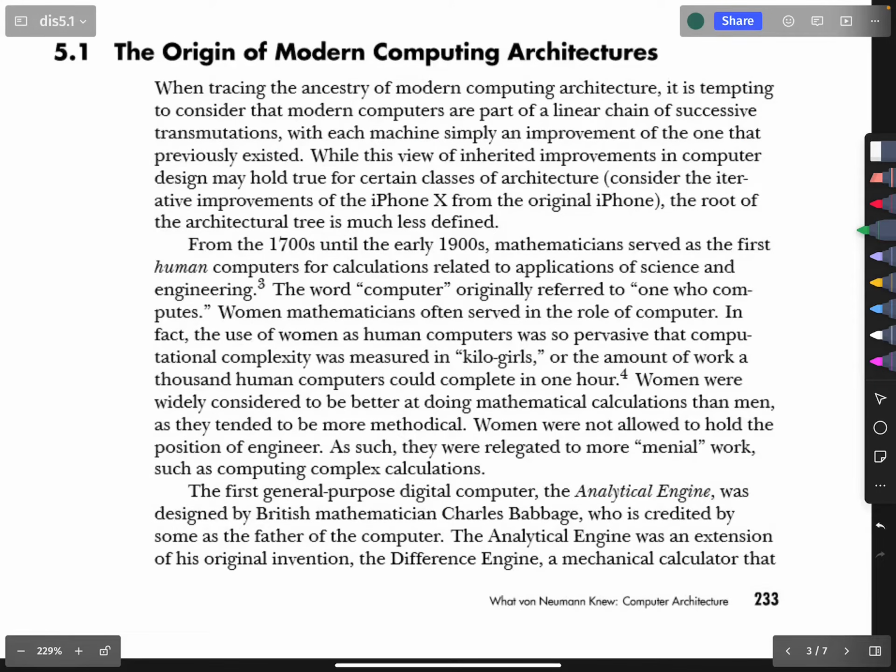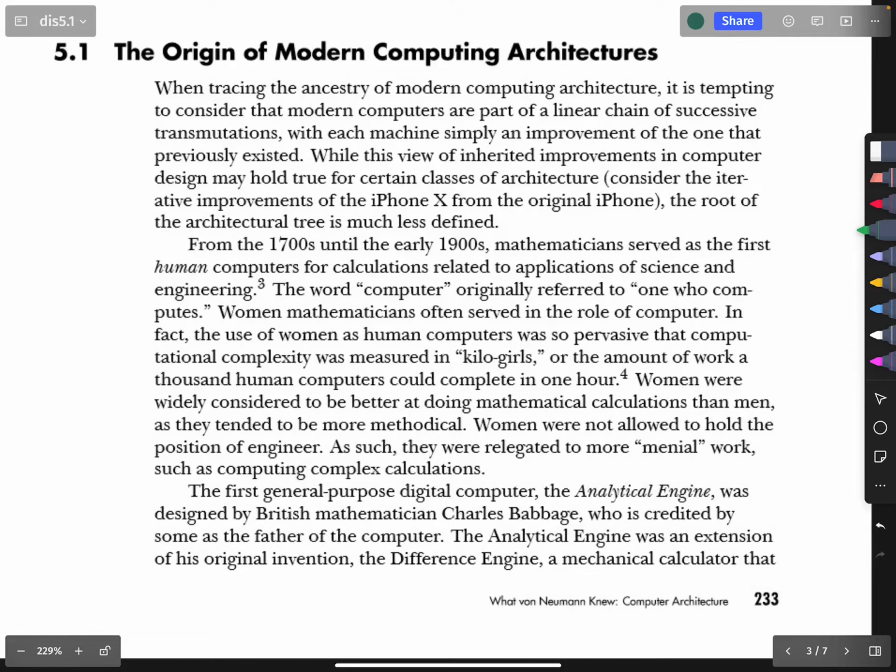When tracing the ancestry of modern computing architecture, it's tempting to consider that modern computers are part of a linear chain of successive transmutations, with each machine simply an improvement of the one that previously existed. While this view of inherited improvements in computer design may hold true for certain classes of architecture, consider the iterative improvements of the iPhone, the root of the architectural tree is much less defined.